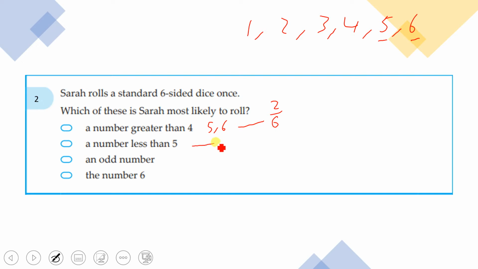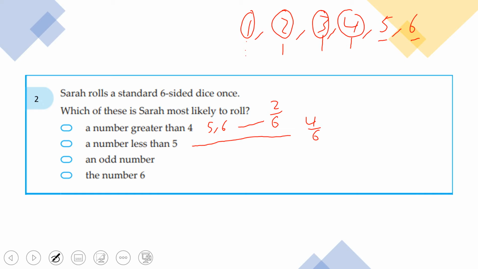What about a number less than 5? We'll put that over here. The numbers that are less than 5: 4 is less than 5, 3 is less than 5, 2 is less than 5, 1 is less than 5. So that means there's how many different options? 1, 2, 3, 4. 4 different options. So we call that 4 options that fit the criteria out of 6 total options. There's 6 different numbers it could be, 1, 2, 3, 4, 5, or 6. And 1, 2, 3, and 4 are all smaller than 5. So there's 4 options out of 6.